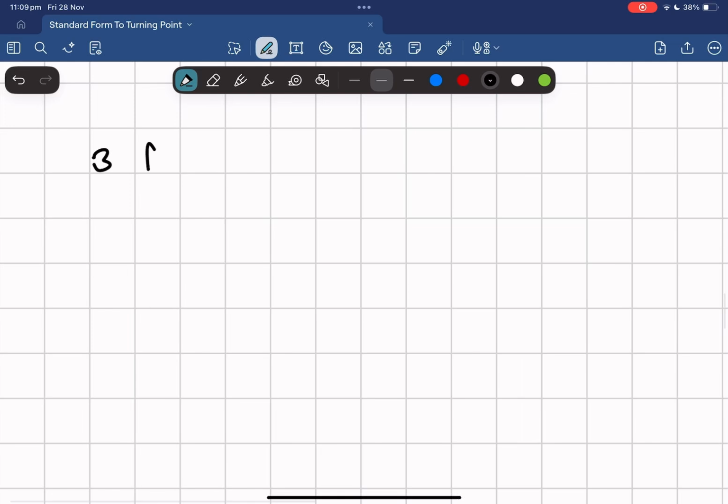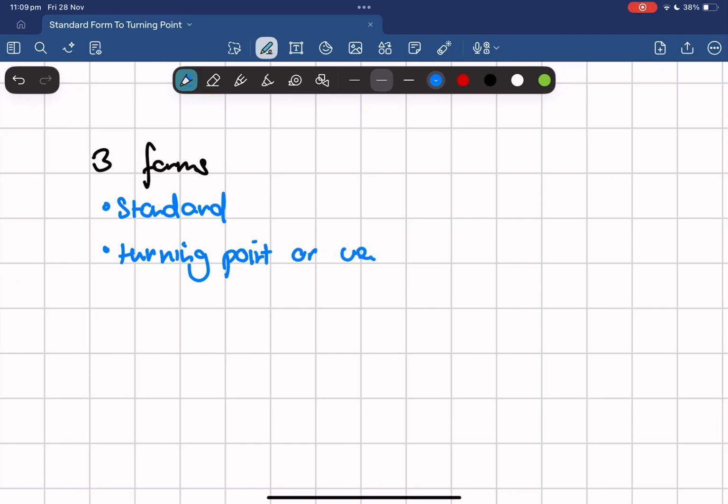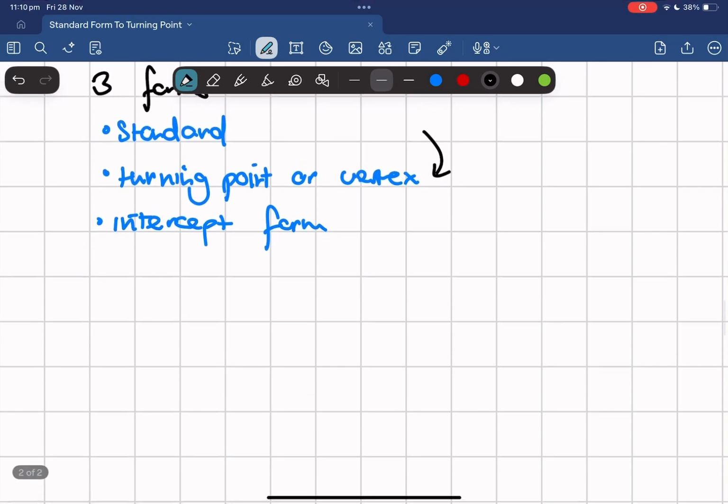So there are three main forms that we need to be aware of. Only two will be important today, but we've got standard form, and you've got turning point form. This is also known as vertex form. Then you've got intercept form. And the way that we convert from standard to turning point is by completing the square.